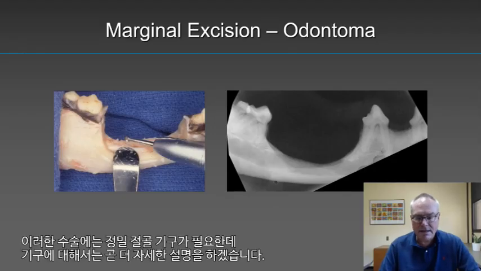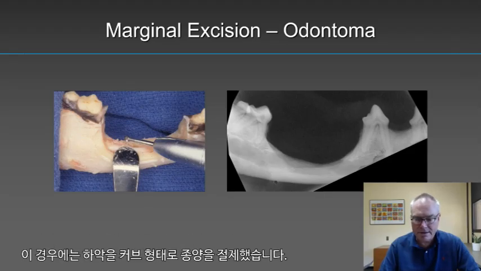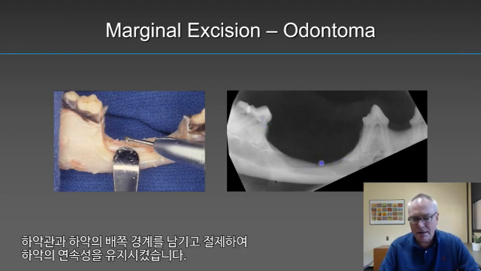As I've mentioned, you need precision osteotomy equipment to do that, and I'll come back to that a little later, how we do that. In this particular case, we carved out the tumor from the mandible, leaving behind the mandibular canal and the ventral margin of the mandible, thereby preserving the continuity of the mandible.